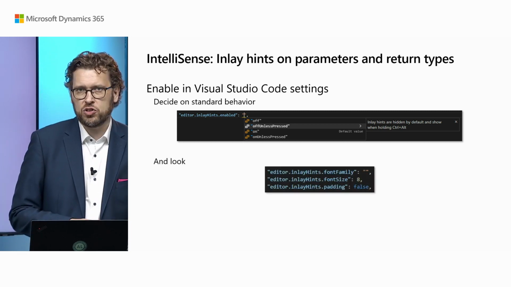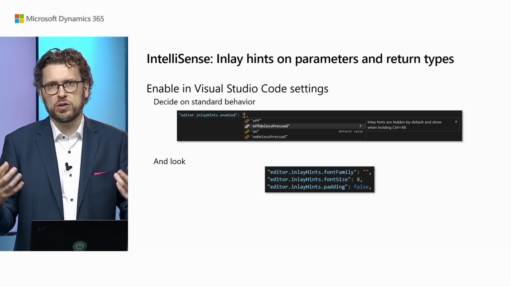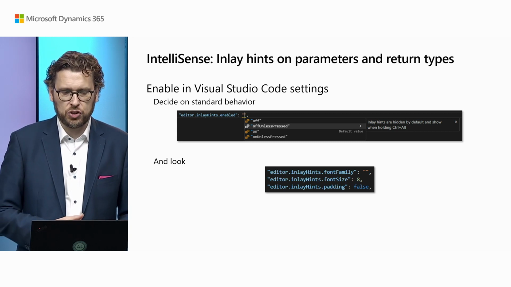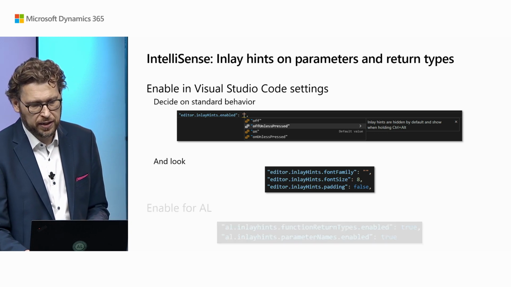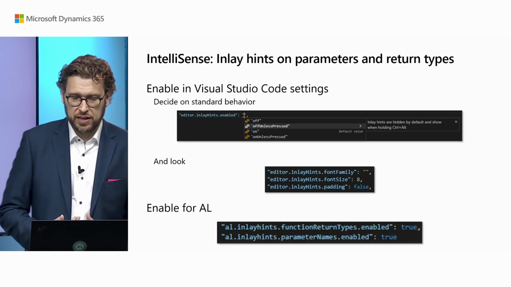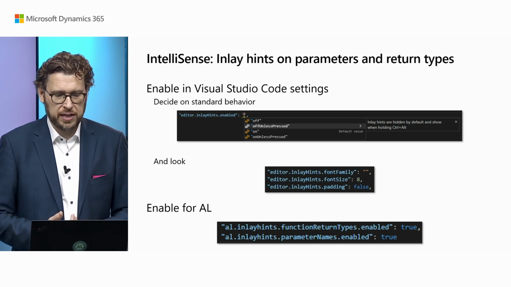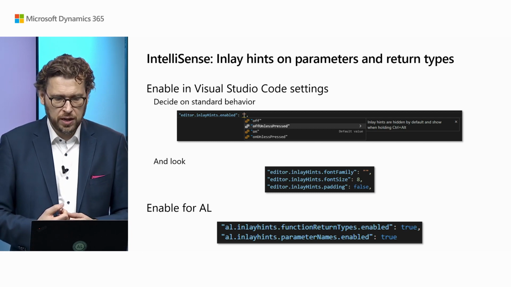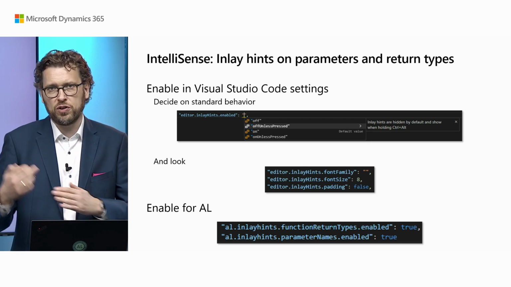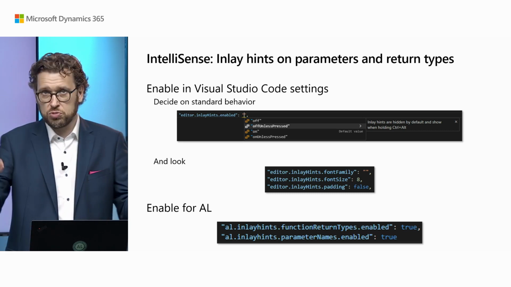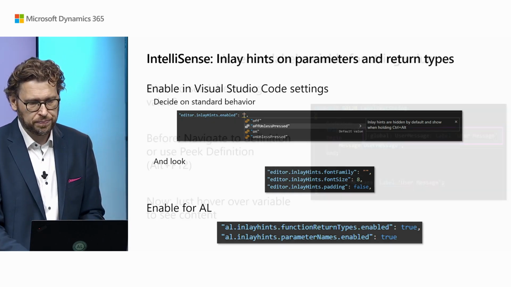And then in Visual Studio Code, you can also influence how these inlay hints are shown. You can decide the font family and size and the padding here. But then you also have to enable it for AL. So we have two properties in the AL.inlayHints collection for enabling whether you want to see it on function return types or for the parameter names. So to have this functionality, enable it in VS Code and for AL.